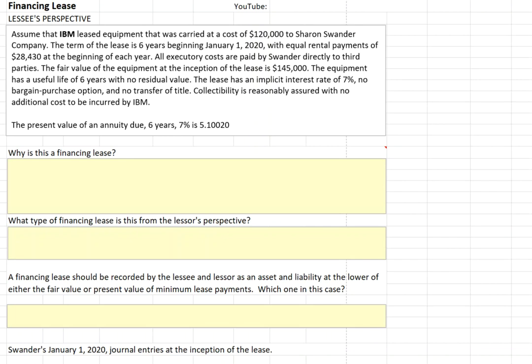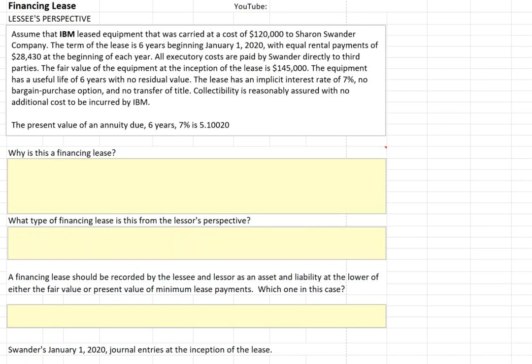In this video, we're going to walk through a problem involving a financing lease from the lessee's perspective. Assume that IBM leased equipment that was being carried at a cost of $120,000 to Sharon Swandler Company. The term of the lease is 6 years, beginning January 1, 2020, with equal rental payments of $28,430 due at the beginning of each year.